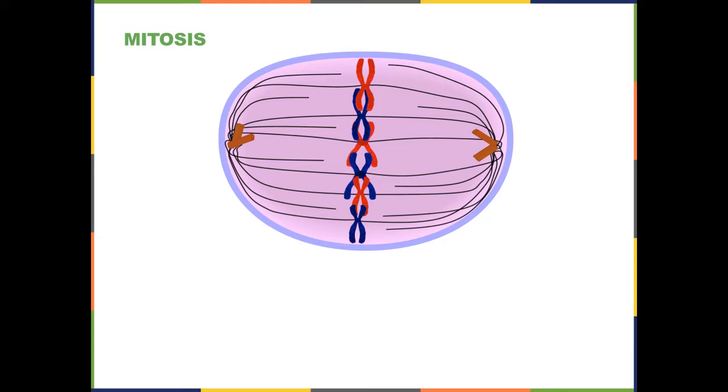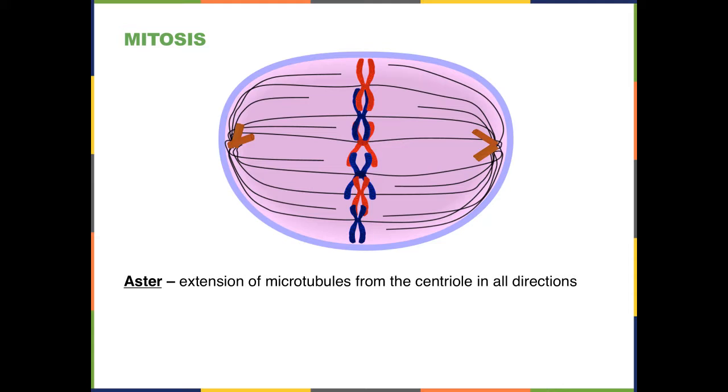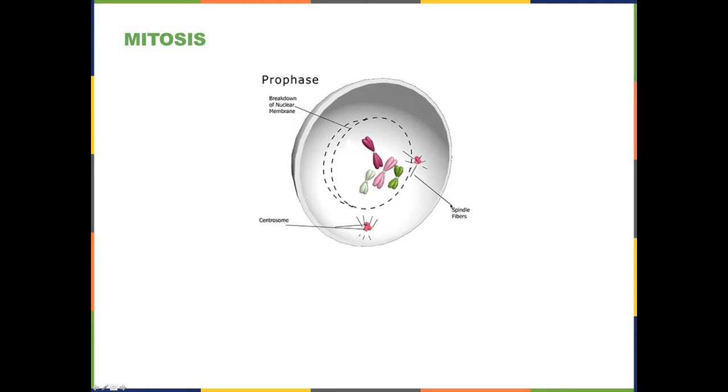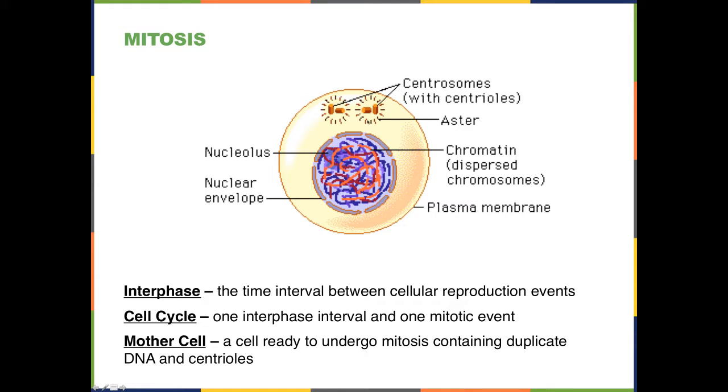So this is the later part of the prophase. And during the later part, you have something called the aster, which is the extension of microtubules from the centriole in all directions. It's actually probably better seen on this diagram. You can see this is the aster right here as it comes out from the centriole. Now these centrioles haven't actually moved to the poles. One of them has, but the other one needs to come down here. But the aster are the microtubules beginning to come out.